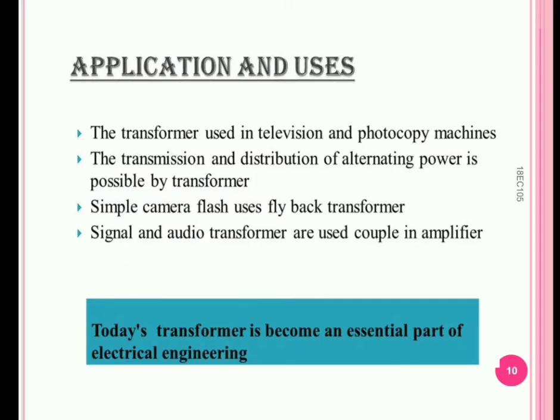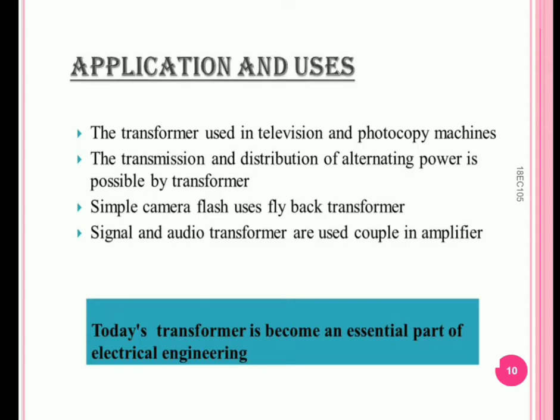Now let us see some more list of applications of the transformers. So the transformers are used in TV and photocopy machines, the transmission and distribution of the AC power system we discussed. Again, they are also used in simple camera flash units. They are actually called flyback transformers.